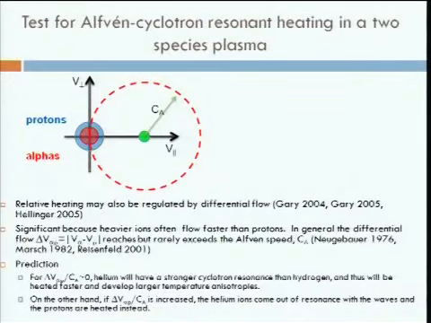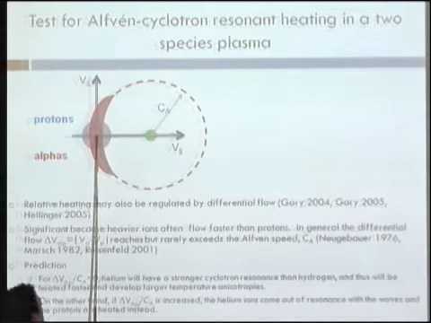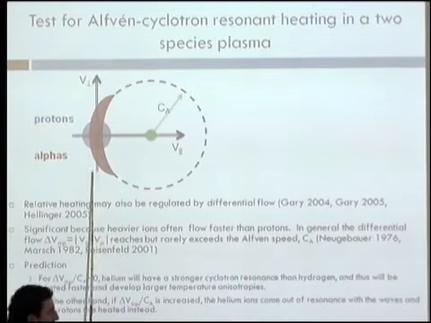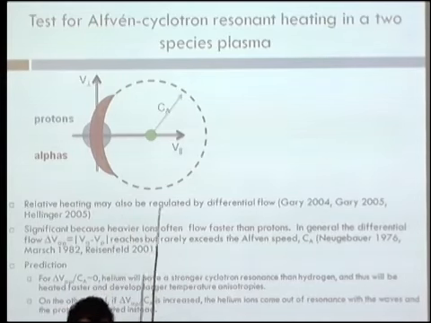Well, one way to do it is to look at what would happen with a 2-species plasma. The key thing is that the relative heating of these different species can be regulated by the differential flow between the species. So imagine a case where you have protons and alphas moving along at the same velocity, some spectrum of alfvén waves flowing along. If they're moving at the same speed, because of their different charge to mass ratios, the alphas are going to want to come into resonance first, and so they should be heated perpendicular to the magnetic field.